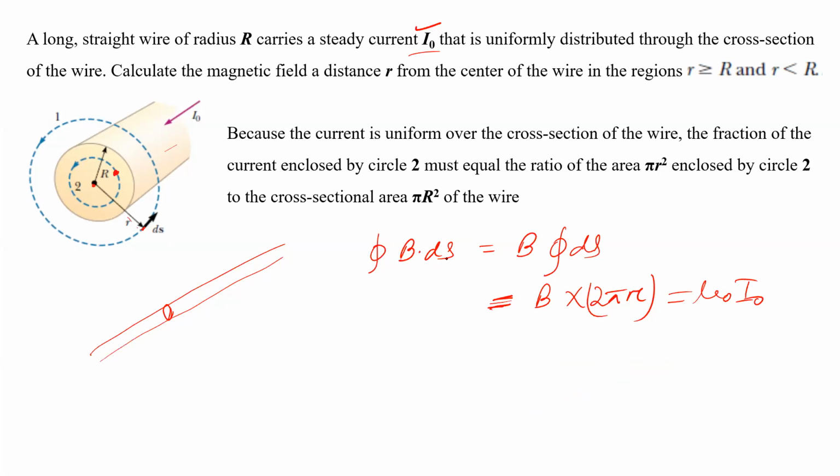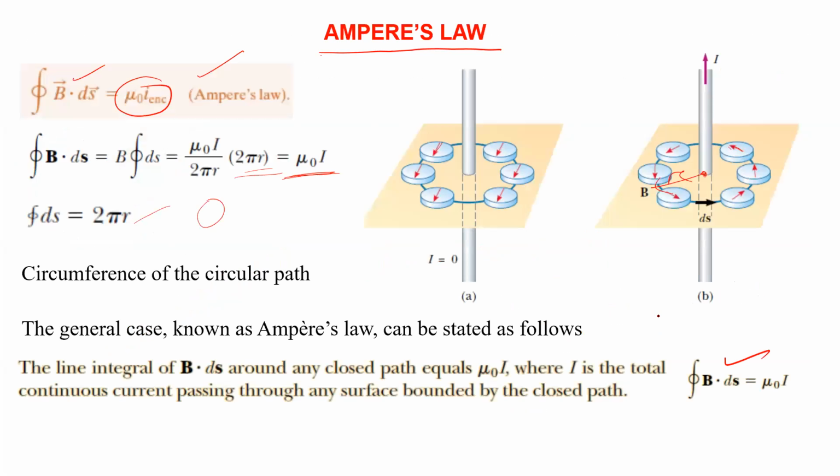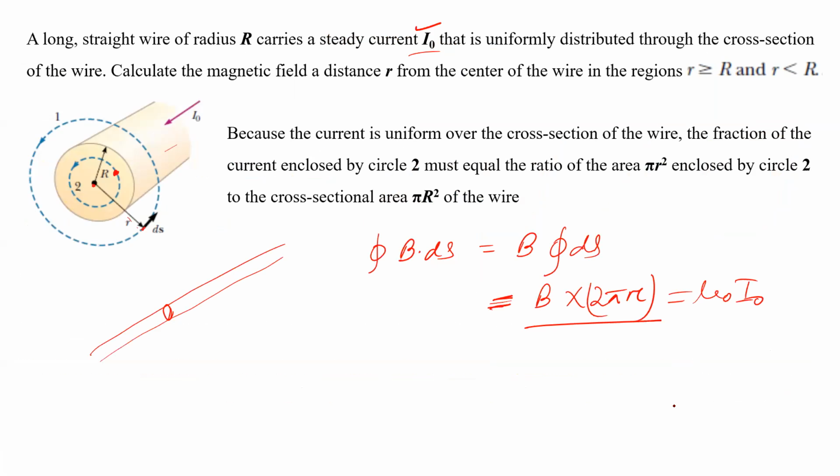So B dot ds, taking the closed integration of ds, is equal to 2 pi r. So B into 2 pi r is equal to, according to Ampere's law, mu 0 I. What is the current enclosed inside this ring? That is equal to mu 0 I0. So we get B as mu 0 I0 divided by 2 pi r.